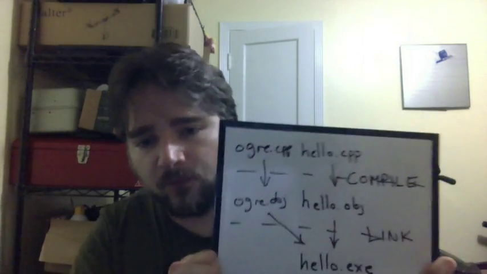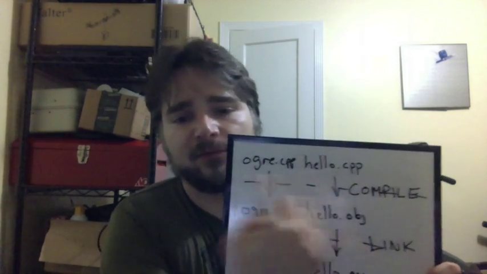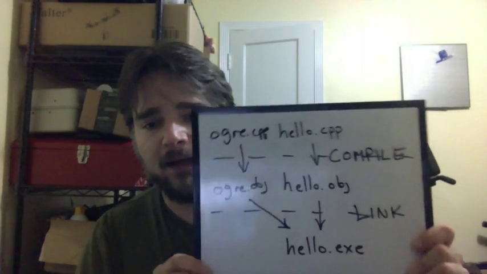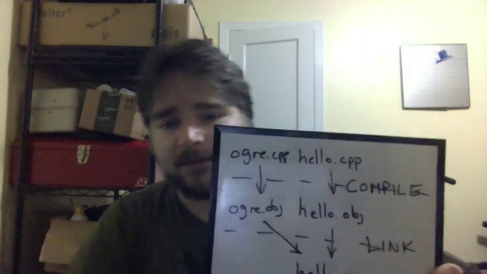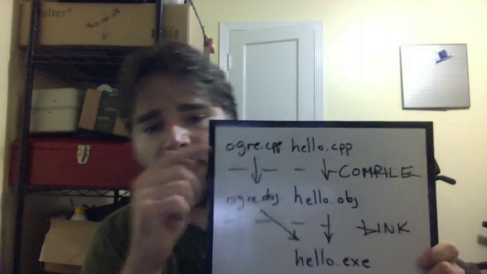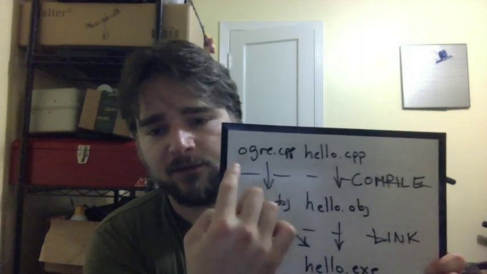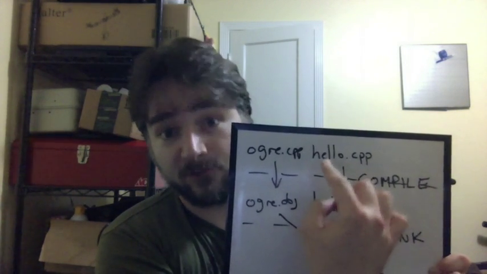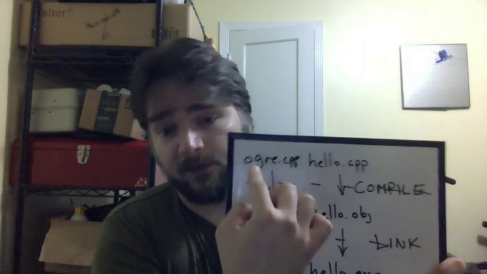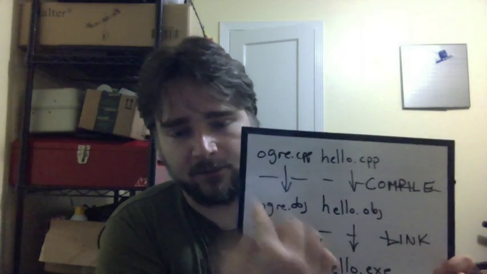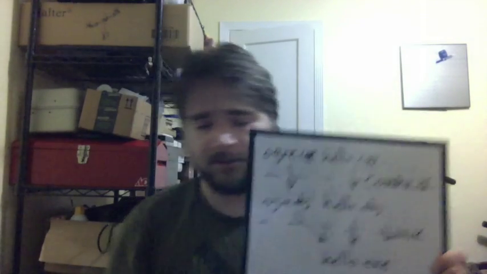In this case, it's still pretty simple. This is still way simpler than any real application would be, but we have two source files: ogre.cpp and hello.cpp. Let's say hello is our main program, and ogre implements something about ogres. When we compile it, we get obj files. hello.obj is the result of taking hello.cpp and translating it into machine code. ogre.obj is the result of taking ogre.cpp and translating that into machine code. And then they get linked together into hello.exe, right?